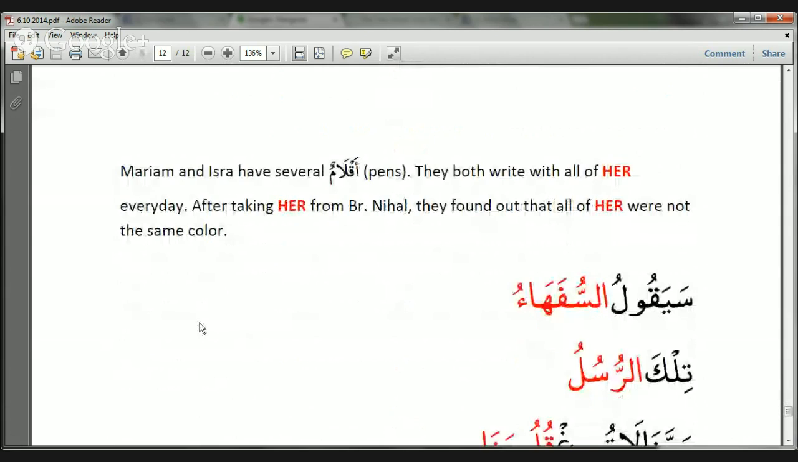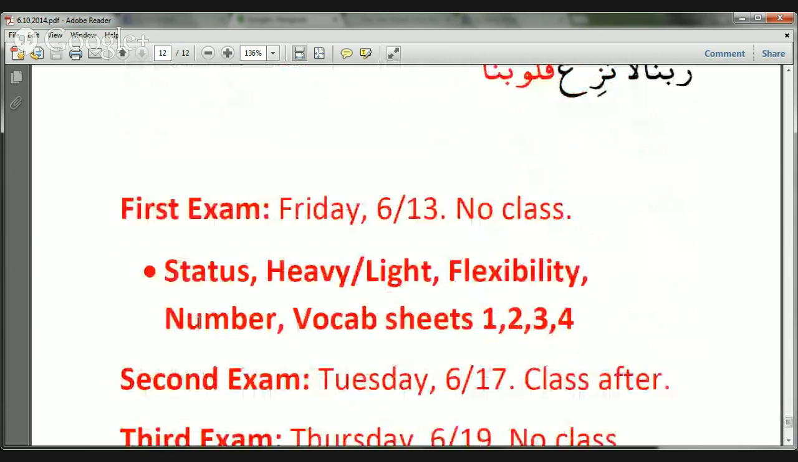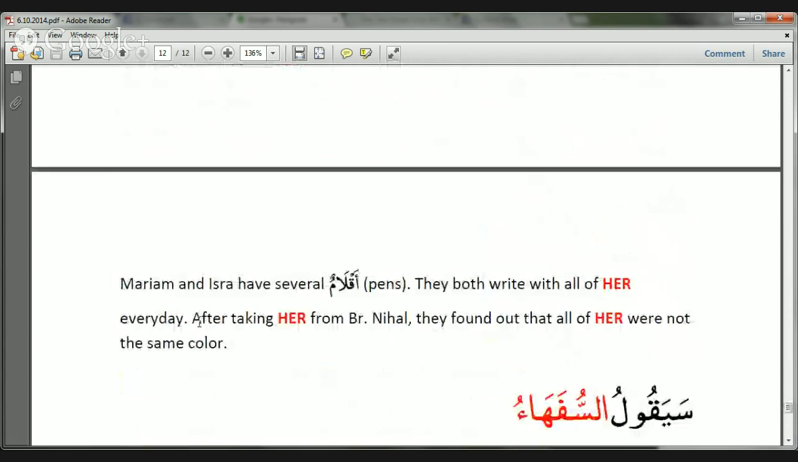And then I gave this example that Maryam and Isra have several pens. They both write with all of her. After taking her from Brother Nihal, they found out all of her were not the same color. Speaking about the pens, the pens themselves are considered what? Singular, because I'm only speaking about one, and the gender is feminine because I'm speaking about broken plurals. So that was what we had gone over yesterday.